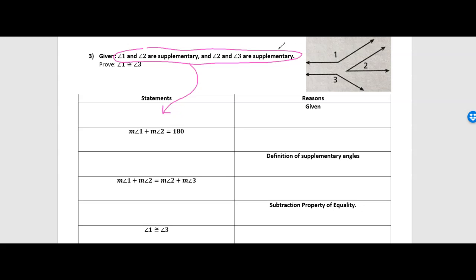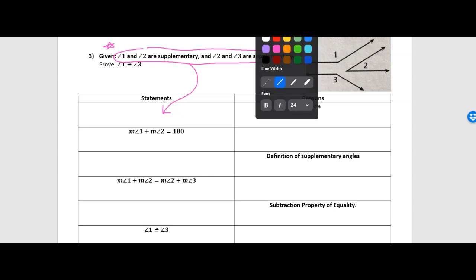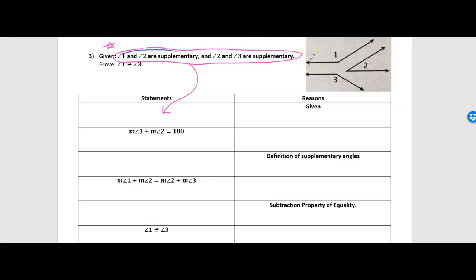Okay, the next statement says the measurement of angle 1 plus a measurement of angle 2 equals 180. Well, how do we know that? Is there something from the given? Is there something from this given up here that tells us angle 1 and angle 2, their measurements sum to 180? Well, it tells us that angle 1 and angle 2 are supplementary, right? It tells us that right here, so we can use the definition of supplementary.